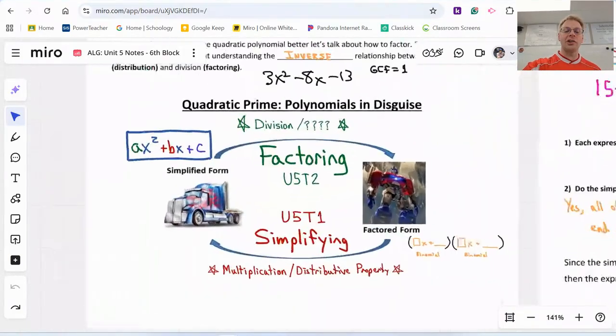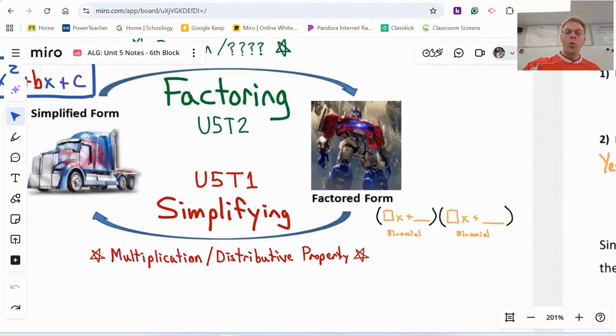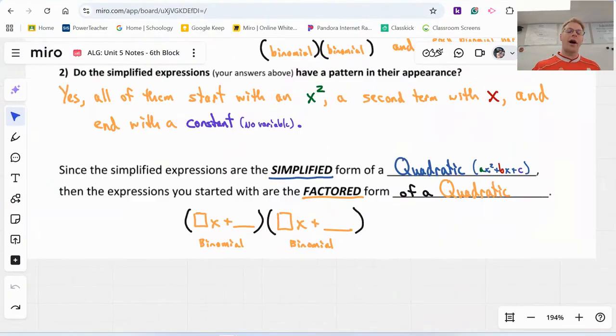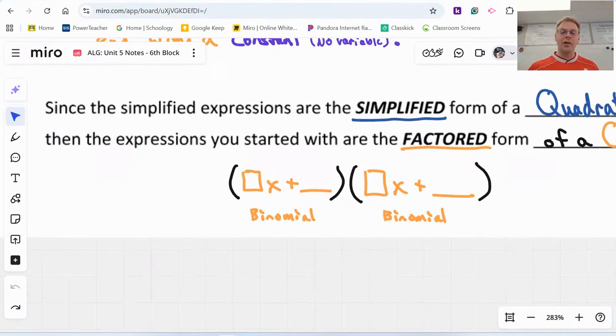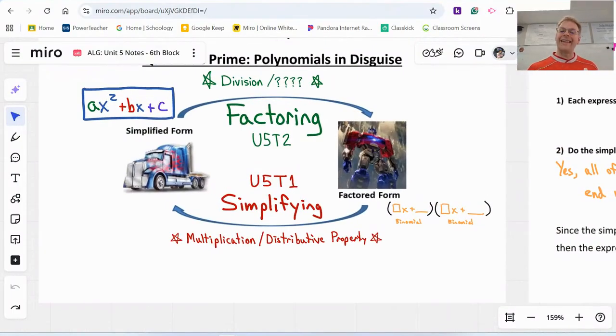So logically, if the end of our process was a simplified quadratic truck, and we work backwards, the beginning of our process had to be a factored quadratic robot, right? So we left off that first question by saying our factored quadratic is always going to look like a binomial times a binomial, where the first term will be x with some coefficient, some number times x plus a constant, plus some number, right? And that's great. That helps us get started. That gives us a place to begin working.